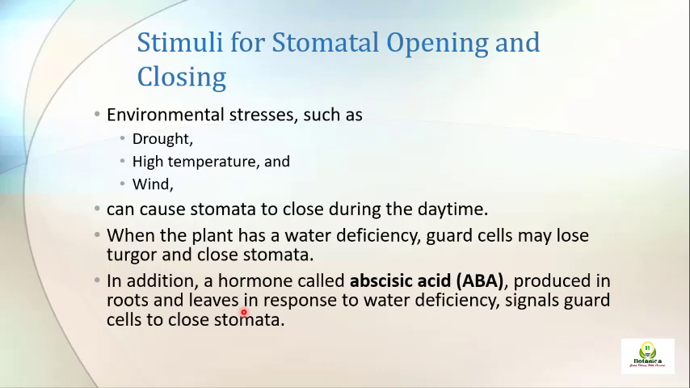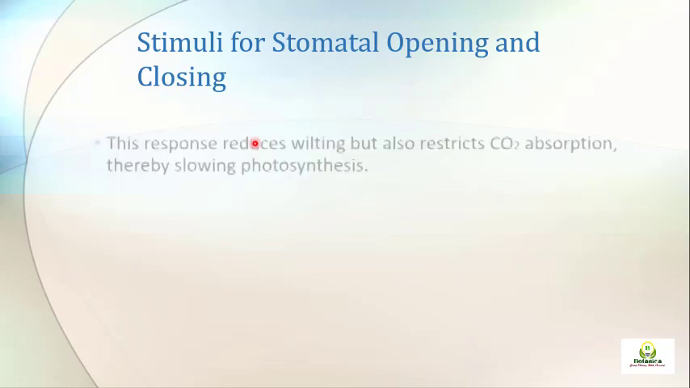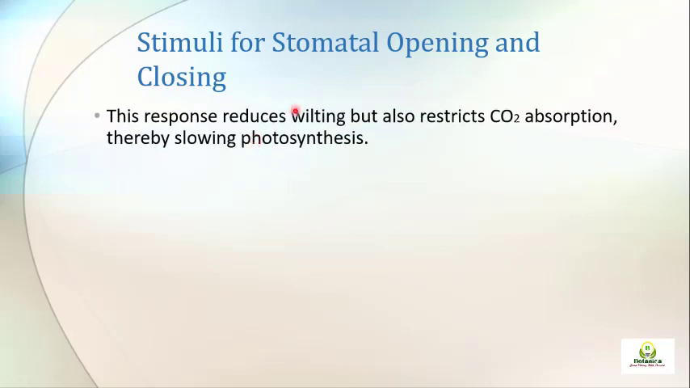If environmental conditions are harsh, there is less water available for the plant, there is a very low water table, or water is available in a very low amount, what will the plant do? The plant will close the stomata. Instead of opening it for photosynthesis, the stomata will be closed according to the environmental condition. This response reduces wilting.